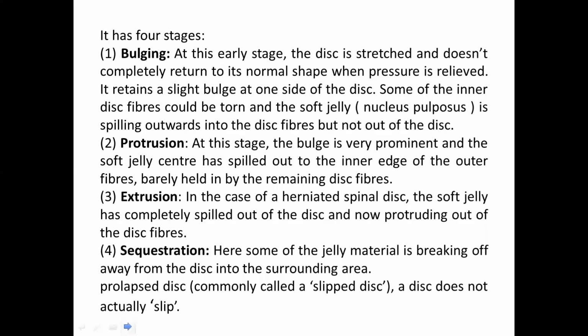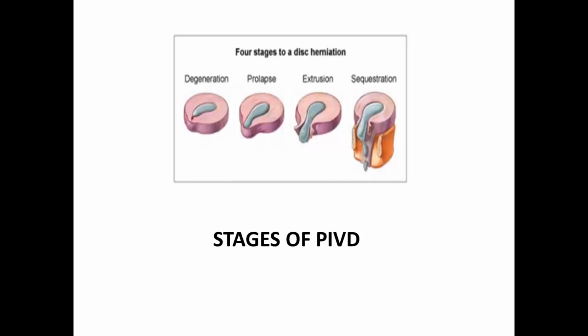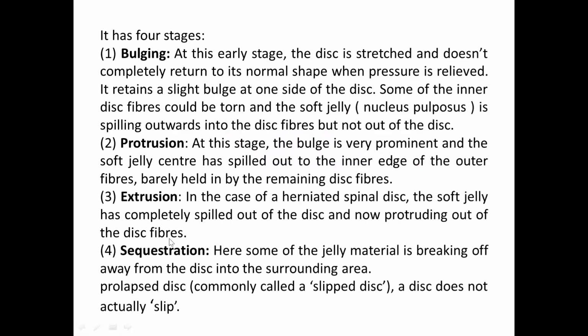It retains a slight bulge at one side of the disc. Some of the inner disc fibers could not be torn, and the soft jelly, as I was mentioning, termed as nucleus pulposus, is splitting outwards into the disc fibers, but not out of the disc. So you can see here, it is only fixed into the disc fibers. These are all disc fibers. It is stuck into the disc fibers. It is not coming out, but already the bulging started occurring here in this degenerative phase or degenerative changes.